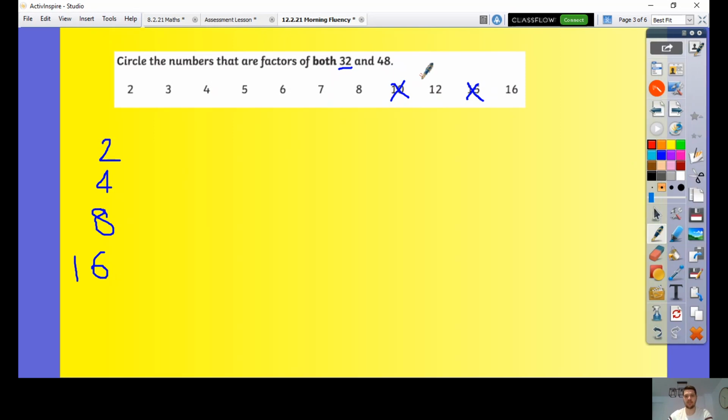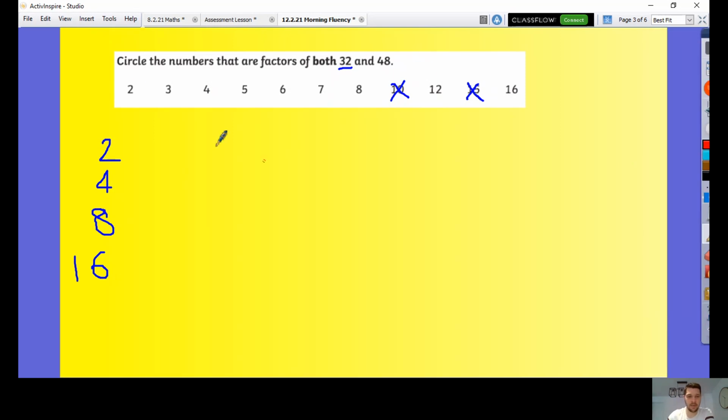Okay, let's have a look at our factors of 48. Again, it's even, so I know 2 is a factor of 48. 3, 4 plus 8 is 12. 12 is in the 3 times tables, so is 48. I didn't actually need to do that though, because I'm looking for both factors and 3 wasn't here, so that was pointless.